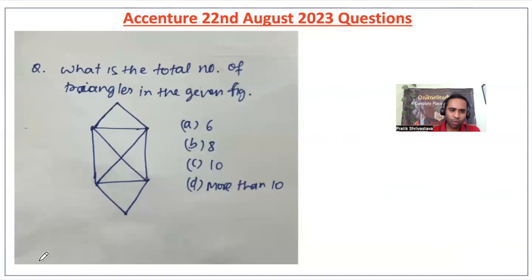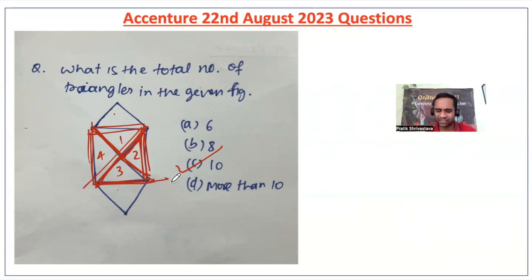Now, what is the total number of triangles in the given figure? Friends, I have already taught you in the basics. To find the number of triangles: 1, 2, 3, 4, 4 into 2 will be 8, 9, 10, the answer will be 10, right? This kind of question you will definitely face a lot of problems with. You will start doing it like this: sir, this is 1, this is 2, this is 3, and then this is 4, and then this is 5, 6, 7, 8. Like this you will keep doing it.